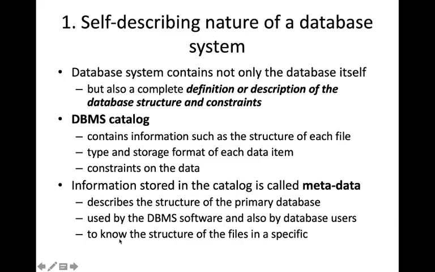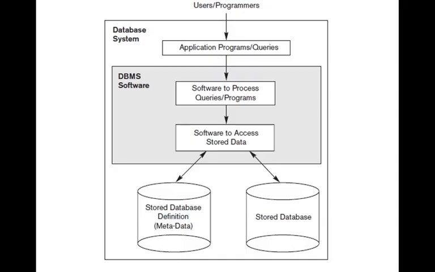And it also lets you know the structure of the files in a specific database. So if we want to know the structure, how it is stored and all, it is also available in the DBMS catalog. So this is the metadata we have already seen. We will be storing the database definition also. What all data is stored, what type of data, what is the structure, what is the storage, what are the different types, what are the constraints, all this information will be there in the metadata.